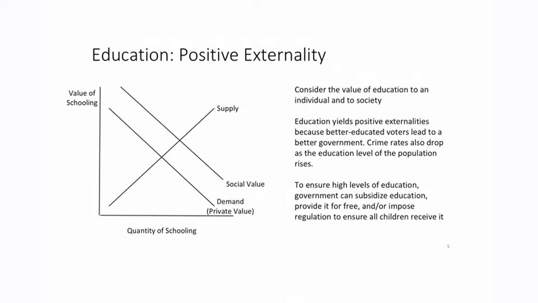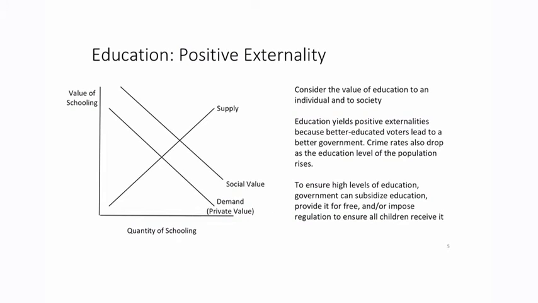Now, let's think of a positive externality, such as public education. The value of education to an individual and to a society differs. Of course, education is beneficial to an individual, but it is very beneficial to society as a whole. Society benefits from having a more educated population. There are lower crime rates, the voting behavior is better for everyone, and the political outcomes of an educated voter tend to be more beneficial.